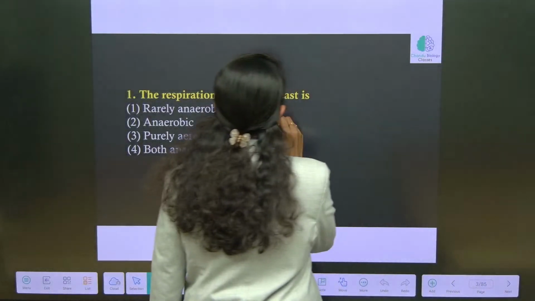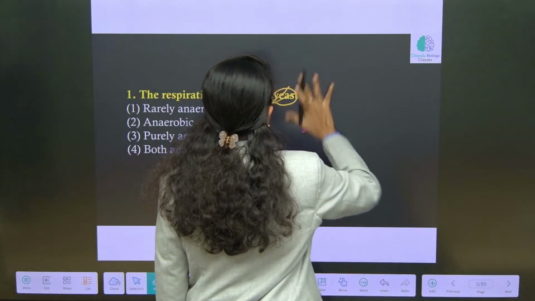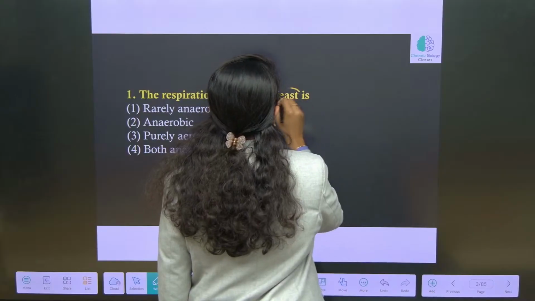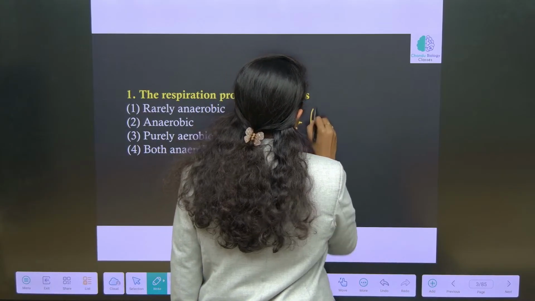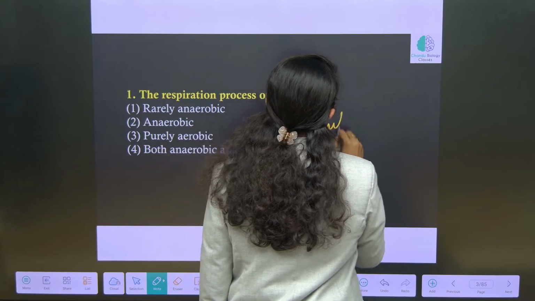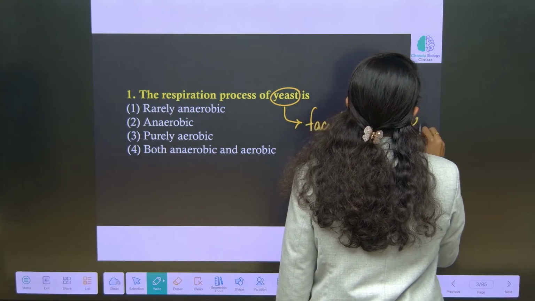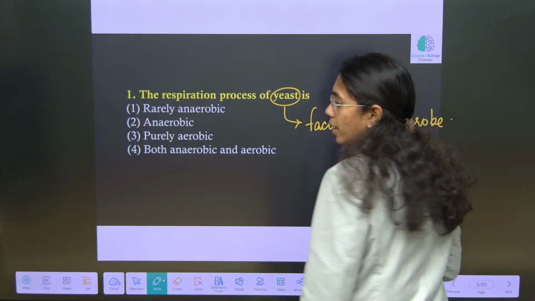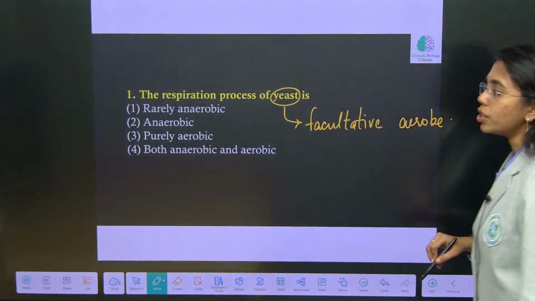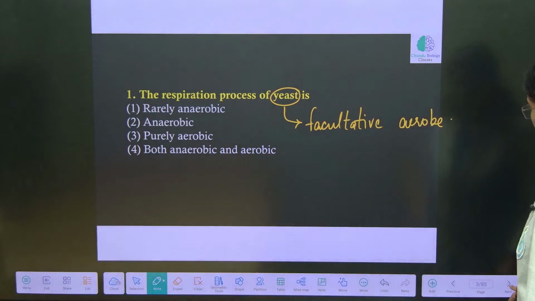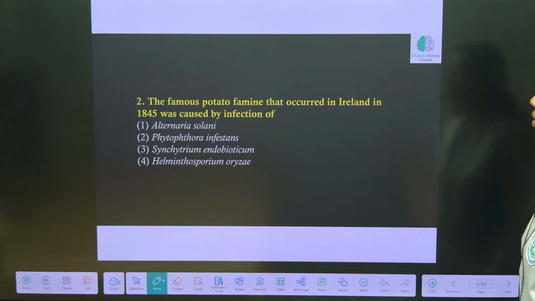Yeast is a facultative aerobe. Even during oxygenic conditions, it can respire. Look at the next question.